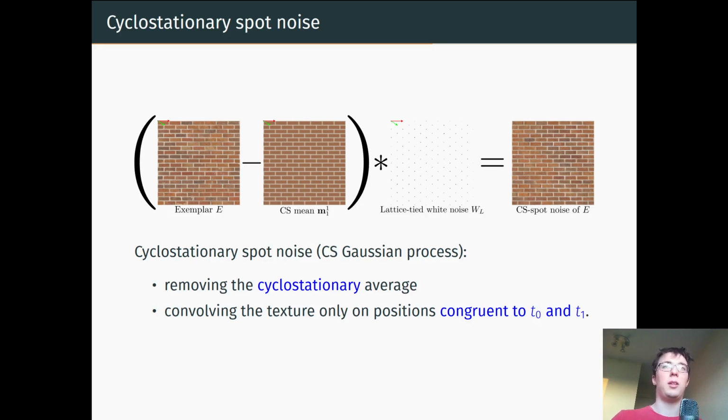First, the mean is varying spatially and periodically, such that there is a different mean for each polyphase component, similarly to how there is a different histogram for each polyphase component. Second, we convolve the texture only on positions congruent to the period vectors to avoid breaking the pattern. The generated textures thus have the same global organization as the exemplar, but the elements of this pattern are varied, as you can see on the right compared to the very left.